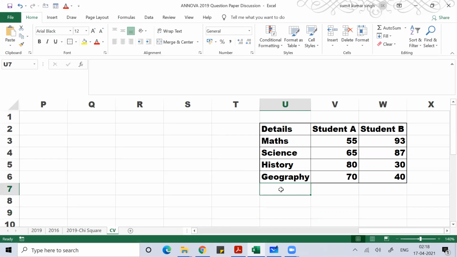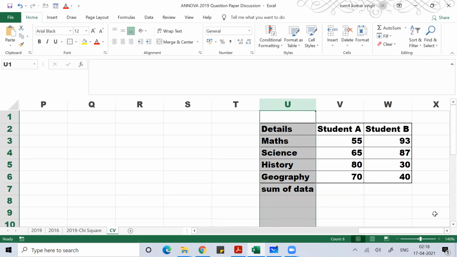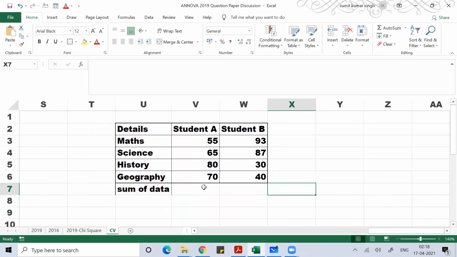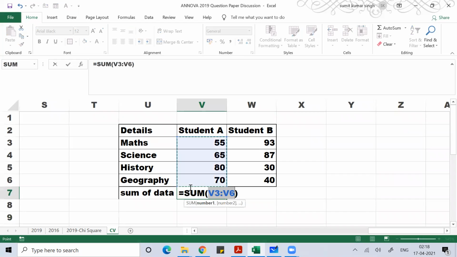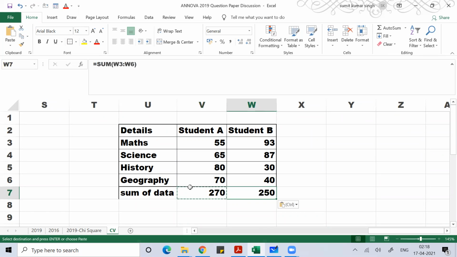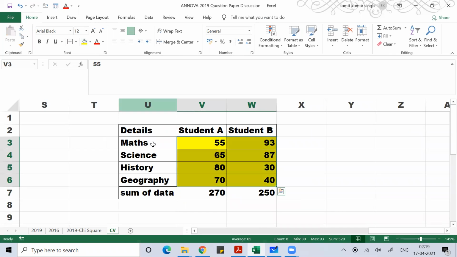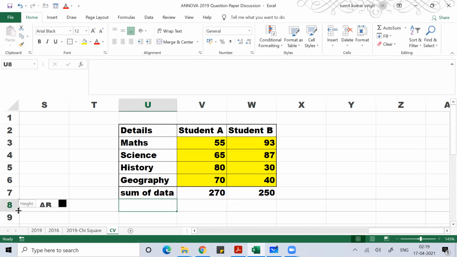What you do is find the sum of the data. Although you have a calculator, a calculator is allowed in the exam. So these are the two students' marks, and you can easily find the total sum of the data. Once you find the sum, this is the sum. Then I can find the average.